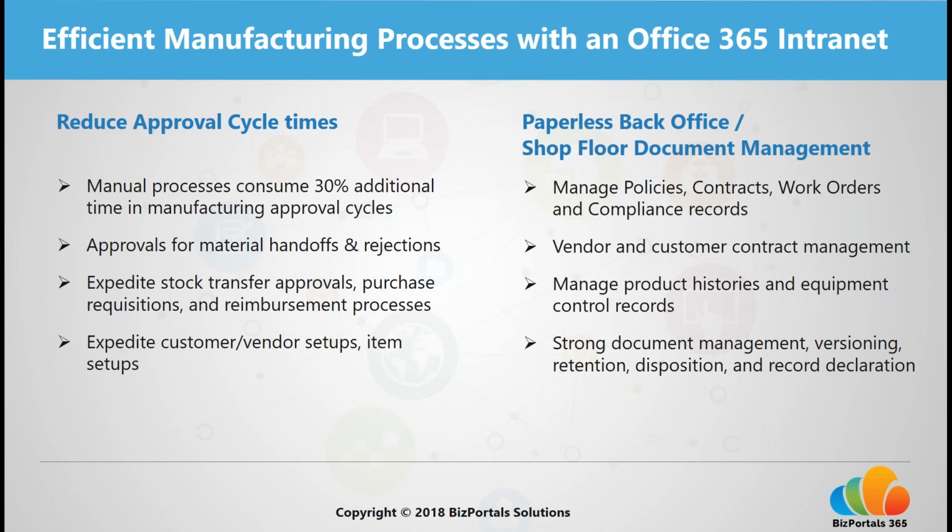Okay. You can manage product histories. So all the documents that are related to the production and shipping of a product can be maintained in these document libraries. Equipment control records can be managed. So basically, the entire document lifecycle could be managed in the intranet. These features are not available in a standard ERP or MES system, and that's where an Office 365 intranet is very helpful.